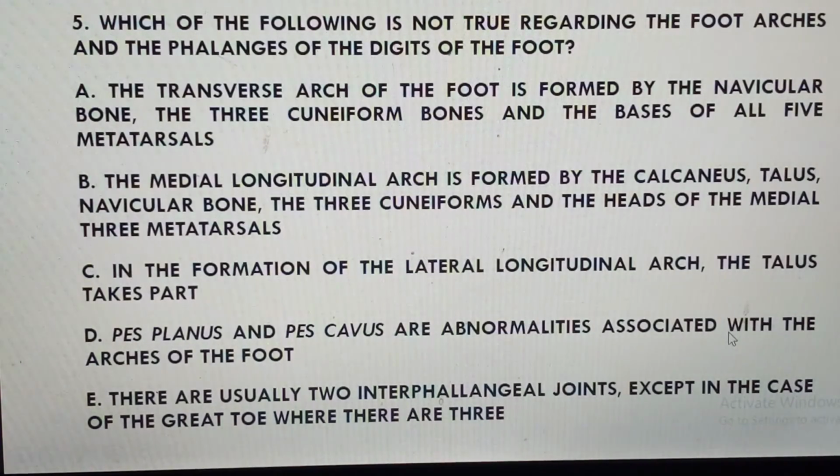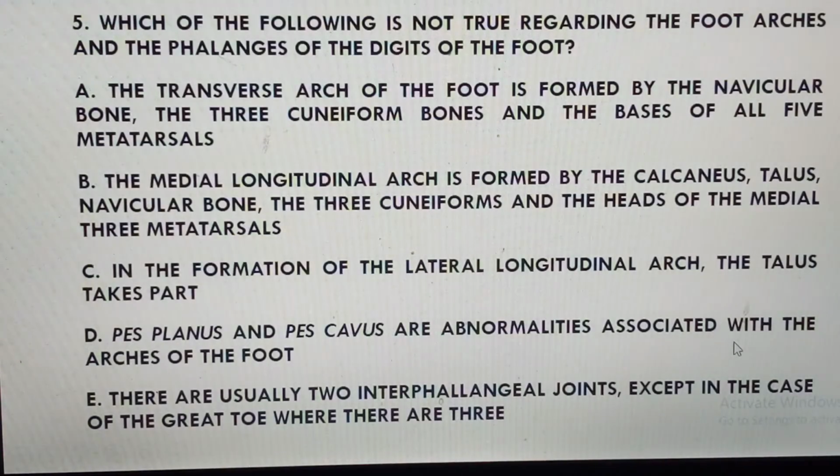Option D says pes planus and pes cavus are abnormalities associated with the arches of the foot. That's a very true statement. If you talk about pes, it has to do with foot, planus has to do with flat, and of course cavus has to do with high or something which is raised.